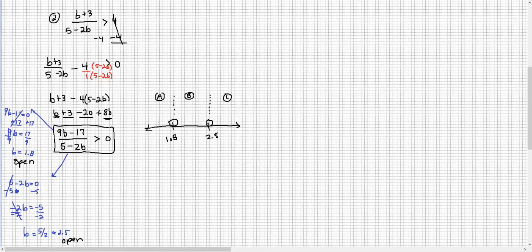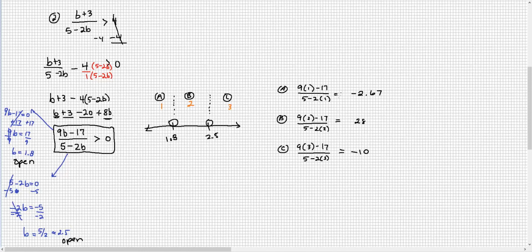What's a number less than 1.8? Well, 1. What's a number between 1.8 and 2.5? 2. Number greater than 2.5? 3. Alright, so these are the ones we're going to test. And so each of you, go ahead and get your calculators and do the testing. I'm going to pause the video, you do the same, and I'll be back and show you what the answer is. Alright, these are the numbers that I got from each of the tests.